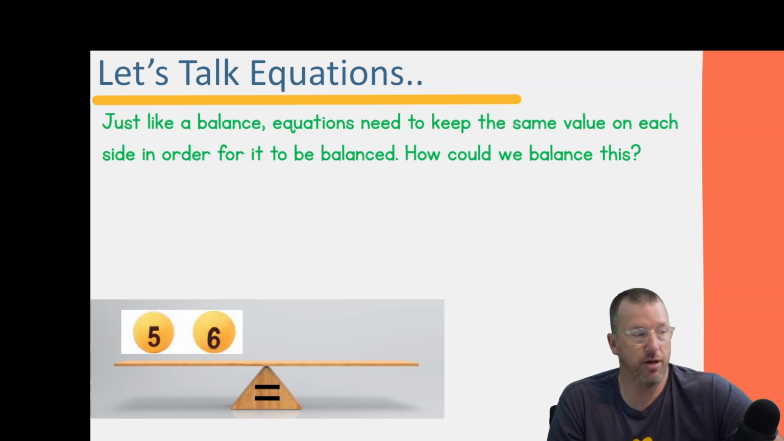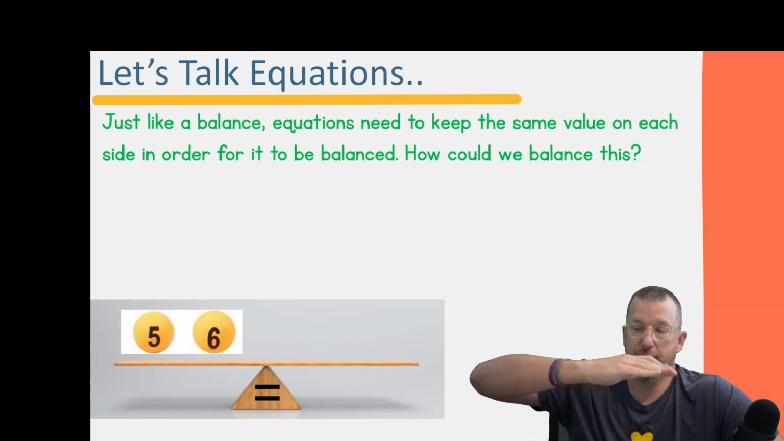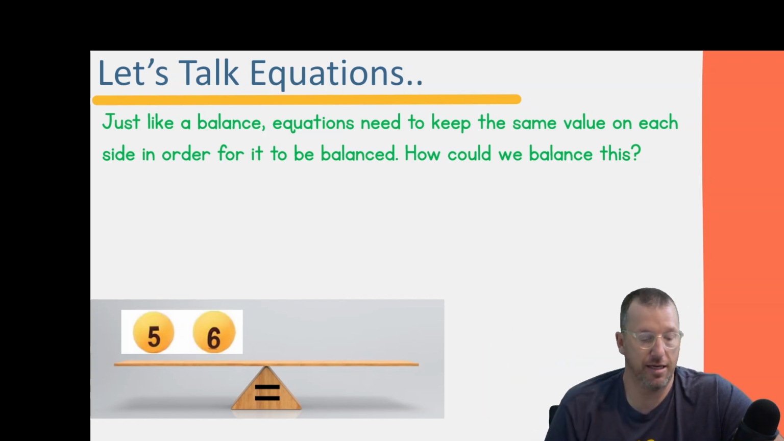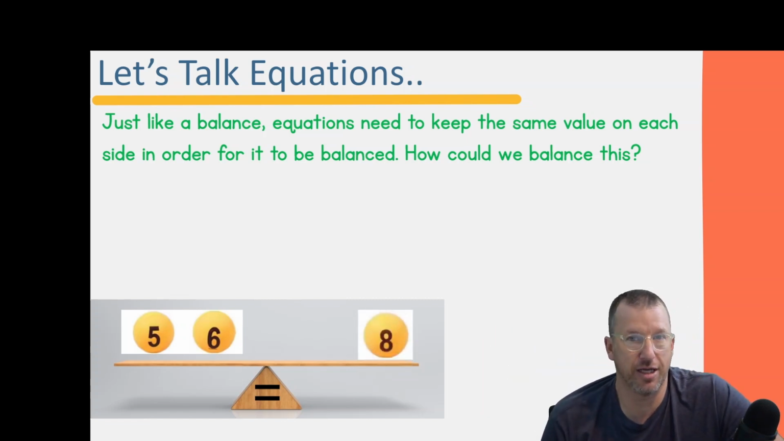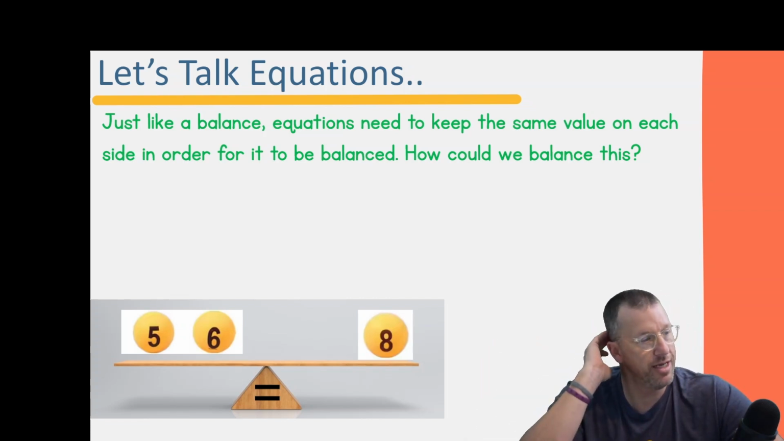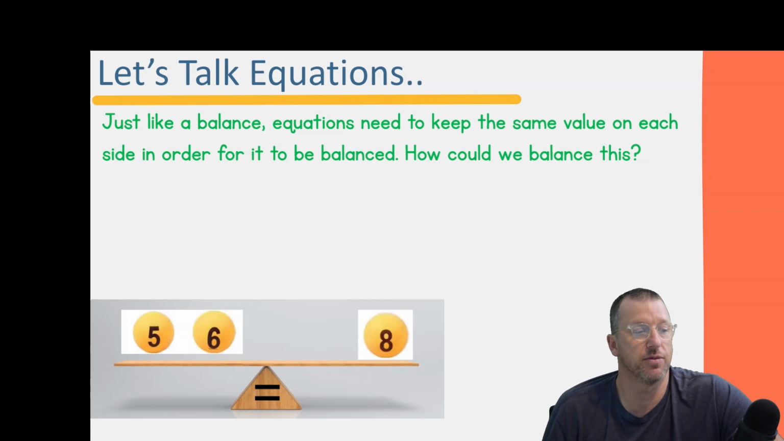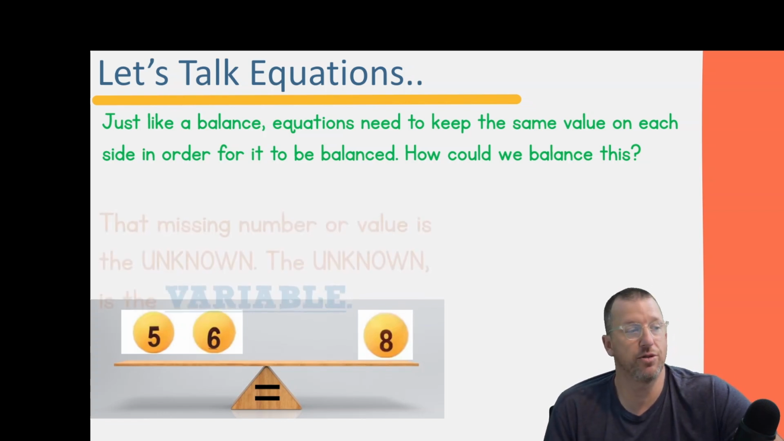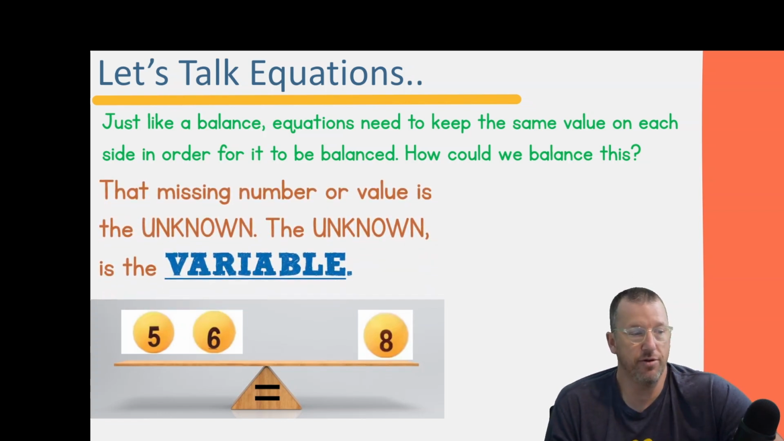Let's say I have two ping pong balls. One of them says it's worth 6, and the other one says it's worth 5. So if I just put those two on right now, I want you to imagine that balance getting heavy on the one side. Then I throw an 8 on the other side, and it doesn't do anything because it's still unbalanced. What would I have to put in there in order for this to be balanced? Well, I'm asking you a question, so that must be the unknown. I don't know what that is.